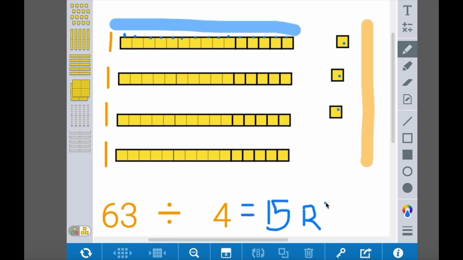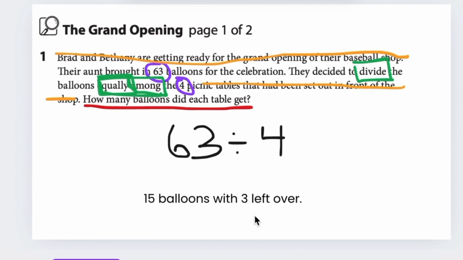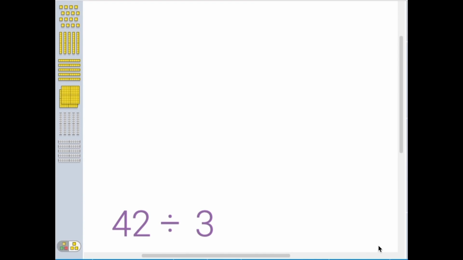15, remainder 3. What this is telling me is that there will be 15 balloons on each picnic table, and then there's going to be 3 balloons that they can just hold on to in case one balloon pops or one flies away. Try this with 42 divided by 3.